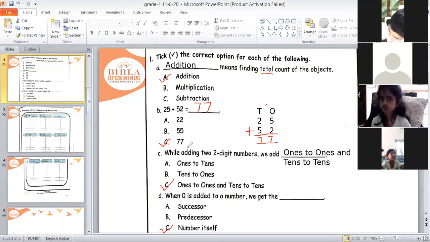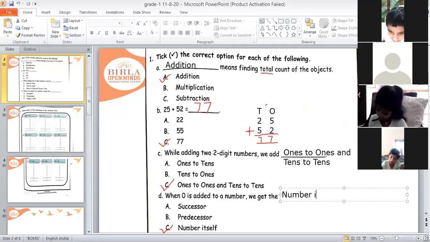Put a tick here and write this answer in this blank space. Number itself. Children, please write correct spelling. This is number itself. Okay. Yes, children, please write correct spelling. And in second bit, you have to show this addition also. You have to show this addition, okay?